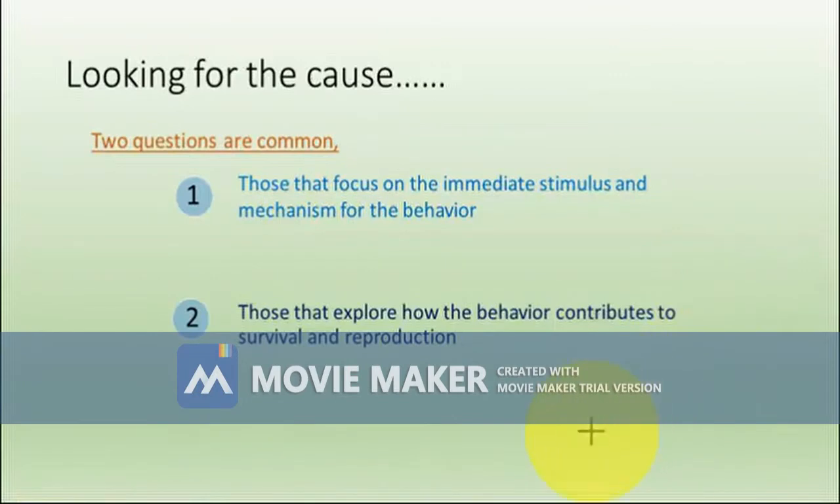So looking at causes, which are proximate and which are ultimate? First one, just read this line: those that focus on immediate stimulus and mechanism for behavior. Now it is clear, this is the proximate cause of behavior. Now if you go to the second point, those that explore how the behavior contributes to survival and reproduction, then it is the ultimate cause of behavior.